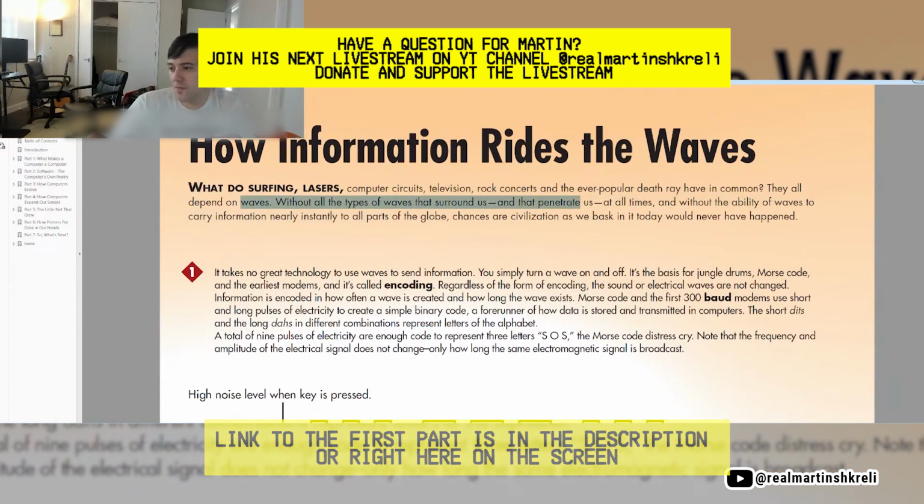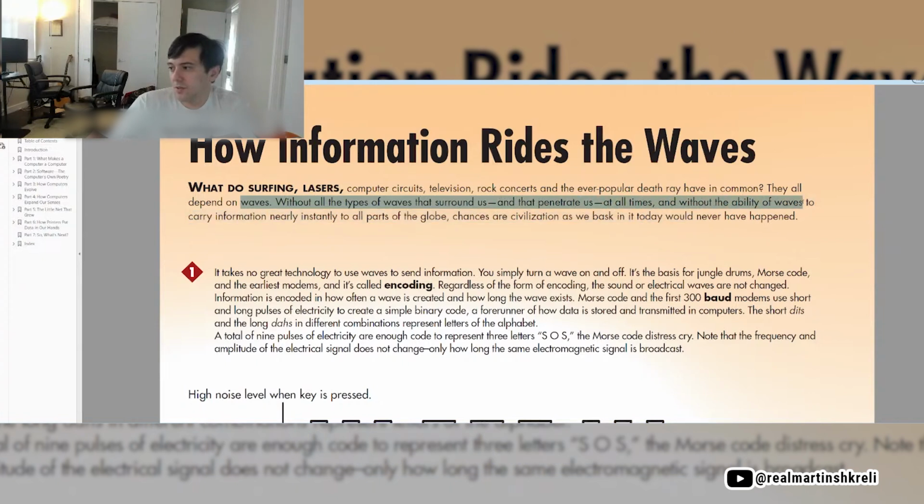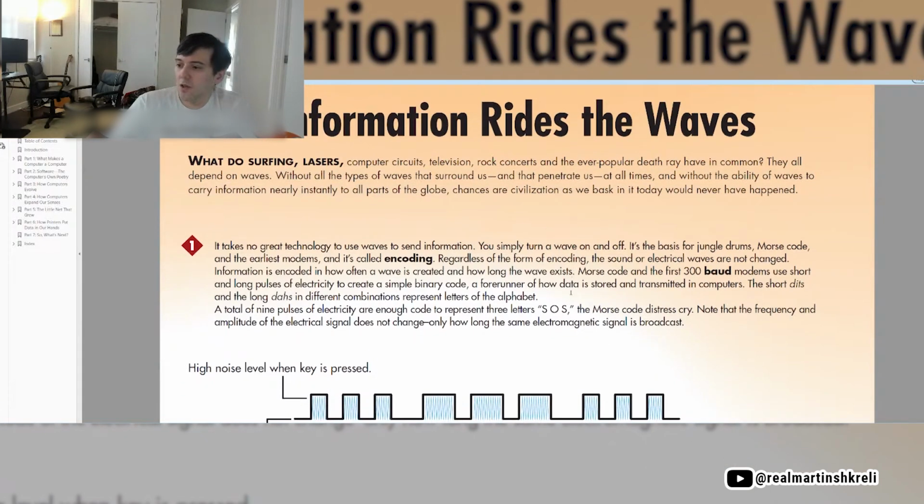Without all the types of waves that surround us and that penetrate us at all times, and without the ability of waves to carry information nearly instantly to all parts of the globe, chances are the civilization we bask in today would never have happened.